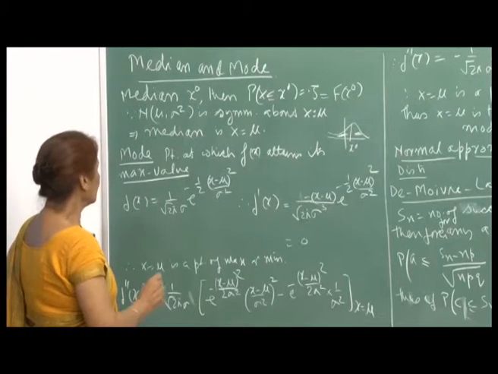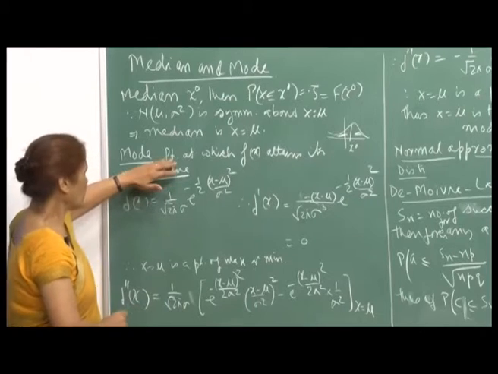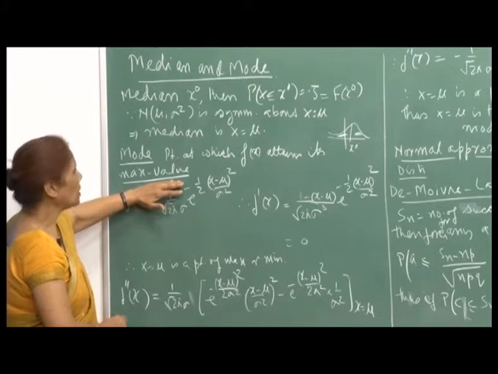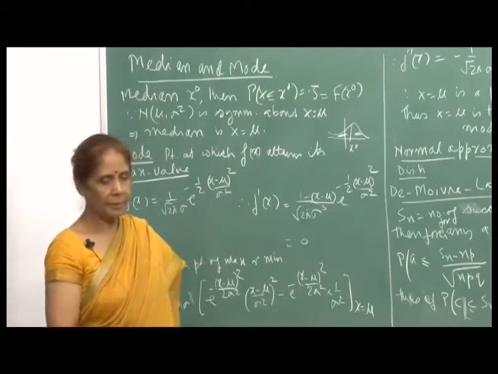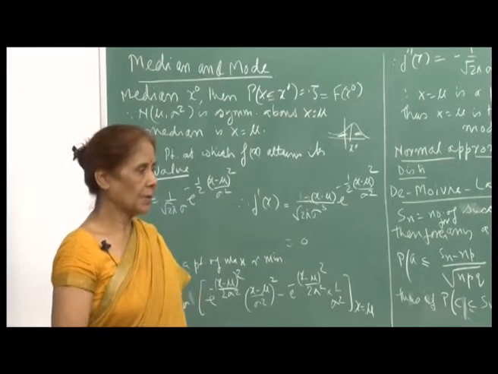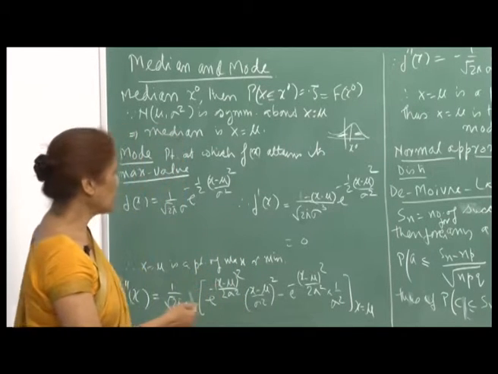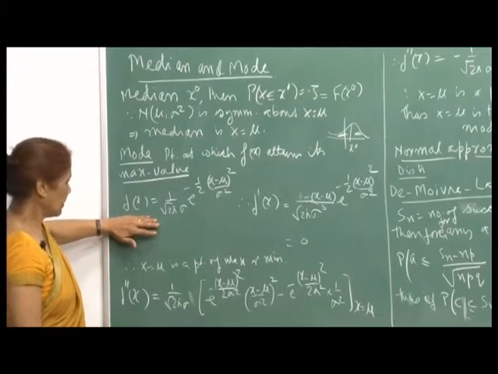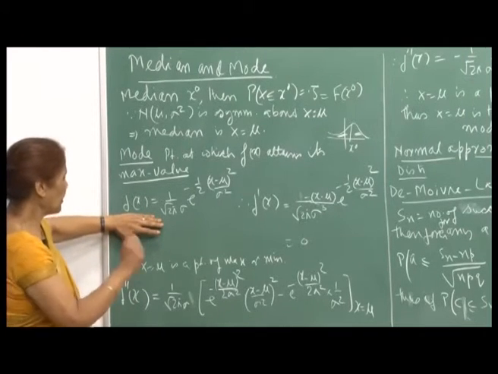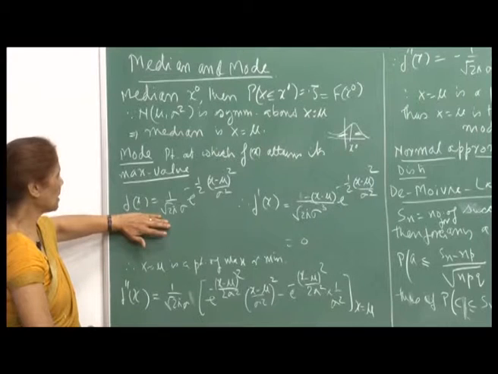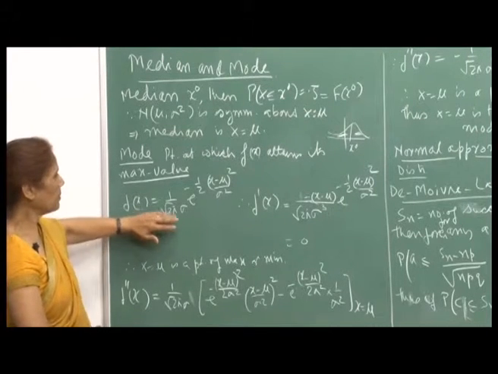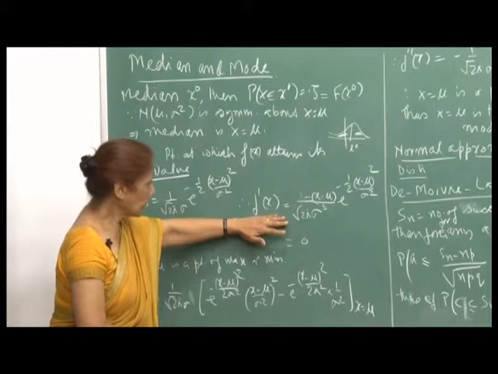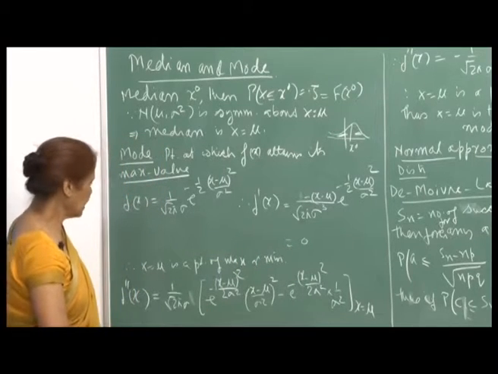Now, to obtain the mode, this is the point at which f of x, the probability density function, attains its maximum value. We did this for the binomial also, remember, the number at which the random variable attains its maximum probability. So now in this case we have to find the value of x at which this function attains its maximum value. This will be done by differentiating it, finding the critical points, and putting the derivative equal to 0.